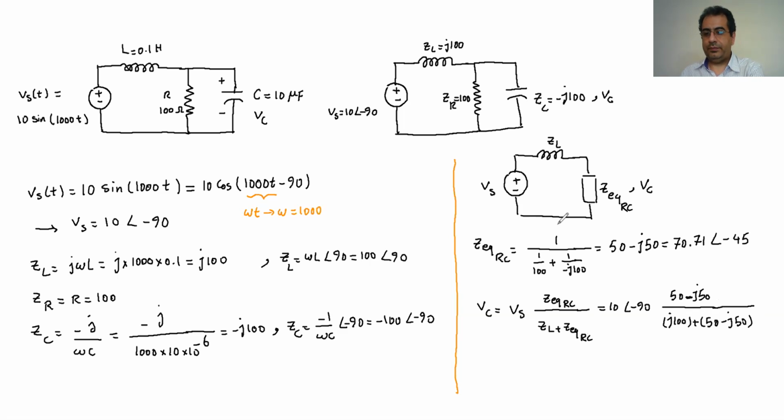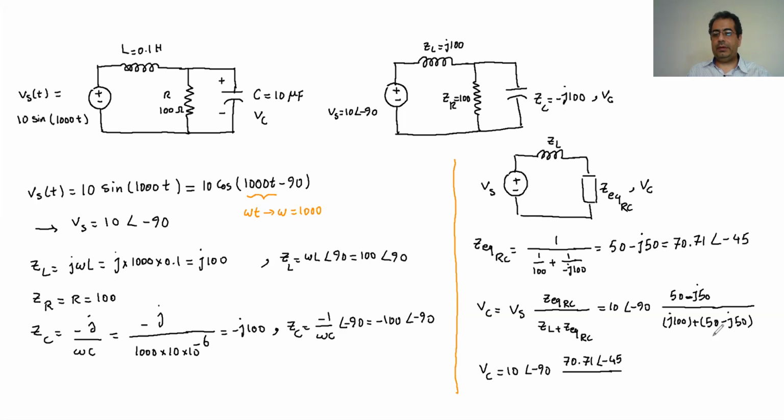So again, if you do all the calculation, it's easier to do the division or multiplication in polar format. So I can go ahead and convert everything to polar format. So it's going to be 10 with angle of negative 90. And here we already know it's going to be 70.71 with angle of negative 45.